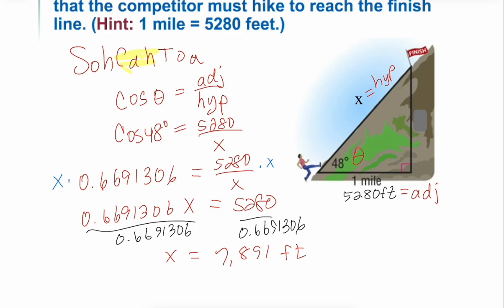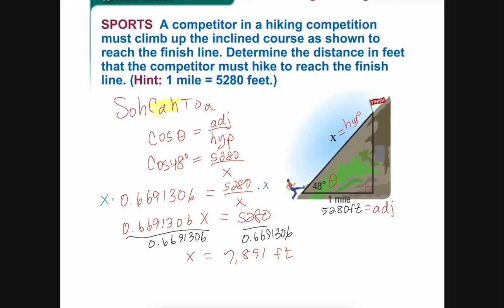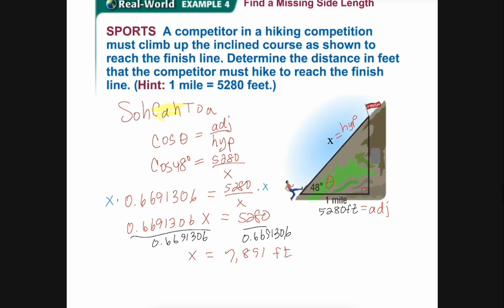Okay, so we know that this guy has to hike up the mountain 7,891 feet. Okay, do we have any questions about our first application? Do we have any questions about that?